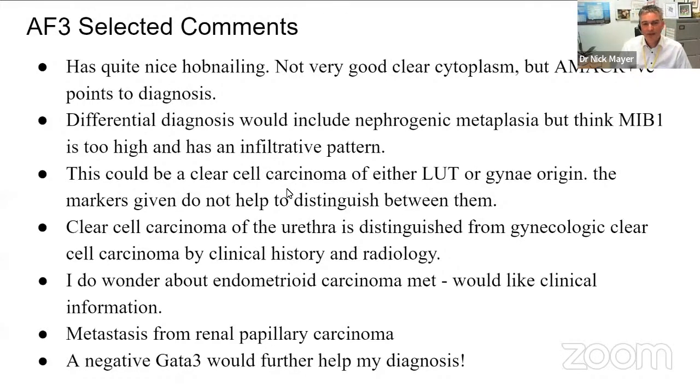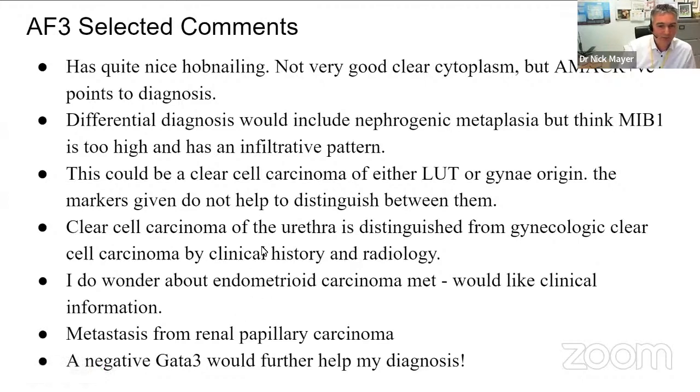Quite a few comments saying clear cell carcinoma of either the lower urinary tract or gynae origin, and there's very significant overlap in the immuno, and essentially you really need the clinical features to tell these apart. Although it is noteworthy that this tumor was arising in a diverticulum, which is certainly a risk factor for clear cell carcinoma of the urinary tract. Some people wondering about other types of Müllerian type tumors.